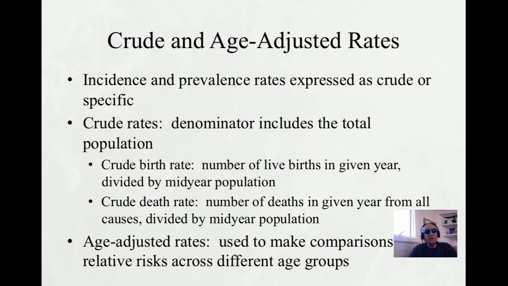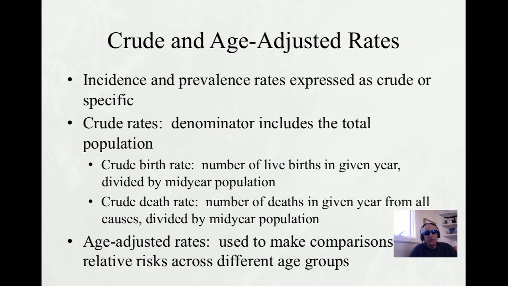Crude and adjusted death rates, or adjusted rates of incidence or prevalence, are expressed as a crude or a specific rate. Crude rate is when the denominator includes the total population, meaning everybody in it. For example, crude birth rate means the number of live births in a given year divided by the mid-year population or average population. Crude death rate is the number of deaths in a given year for all causes divided by the mid-year population. So it's a crude birth rate and crude death rate.